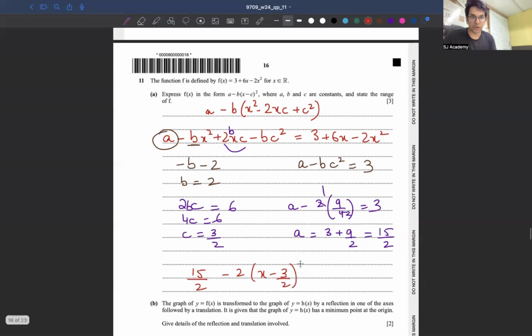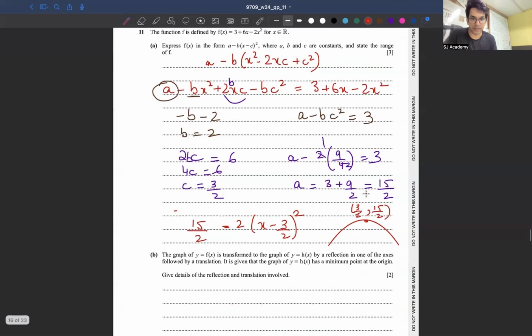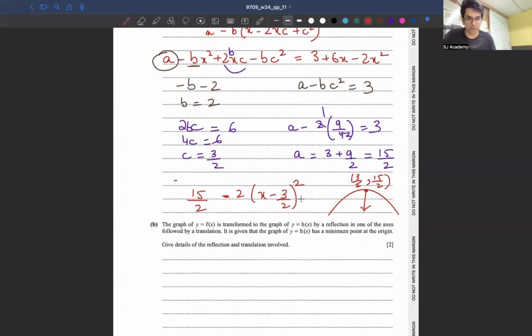And now as we have to also state the range of the function, and x is an element of real numbers, as there is a negative sign over here, it will have a maximum point. The turning point in this case is, the x value is 3 upon 2 comma 15 upon 2. The range of f in this case will become, as the highest point is 15 upon 2, f of x is less than or equal to 15 upon 2.